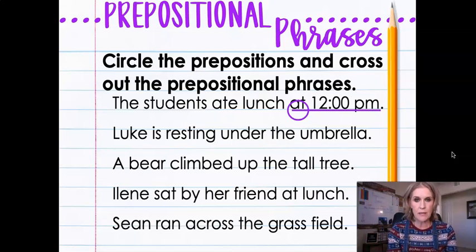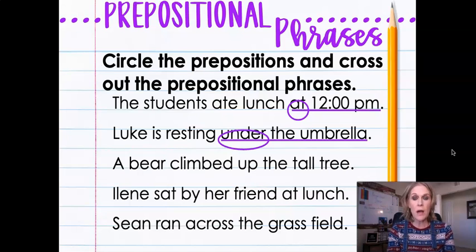Let's look at the next one. Luke is resting under the umbrella. Remember, prepositions tell us when, where, or how. Luke is resting. Oh, under. There you go. That tells us where. Under what? Umbrella. Umbrella is the object of the preposition. It is what the preposition is referring to. Together, and all the words in between, they make up the prepositional phrase. Luke is resting under the umbrella. Under the umbrella is the prepositional phrase. Let's look at the next one.